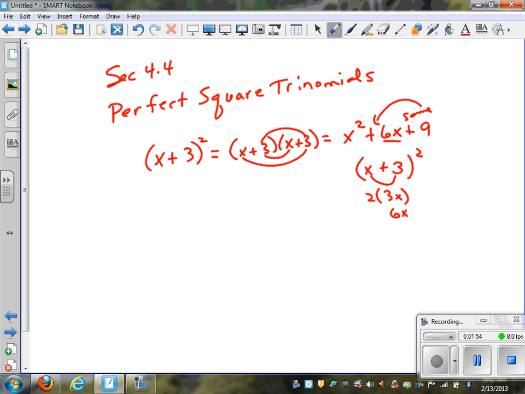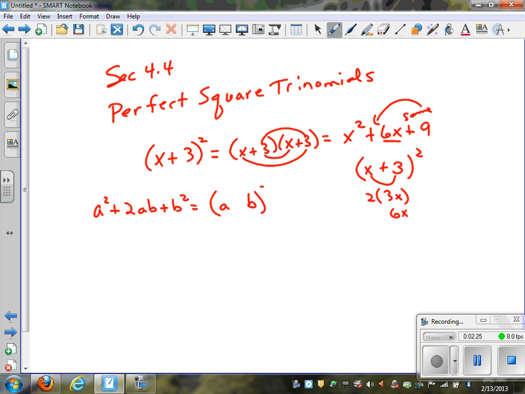In a perfect square trinomial, this is going to be that same variable. This is going to be half of what that is right there. And when you square that, that's going to be that number right there. So let's say that we have a squared plus 2ab plus b squared. What do you square to get a squared? What do you square to get b squared?